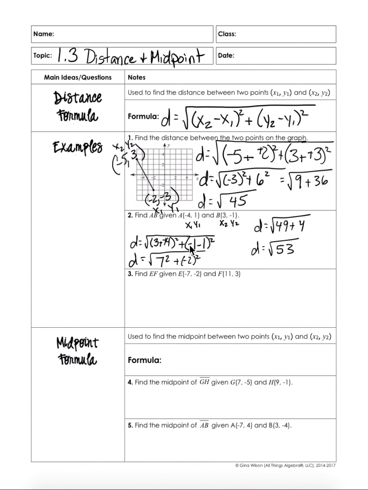Number 3, let's do the same thing. I want you to go ahead and label your points and then stop your video and practice using the distance formula all by yourself, and raise your hand when you're done. I'll come around and check it.